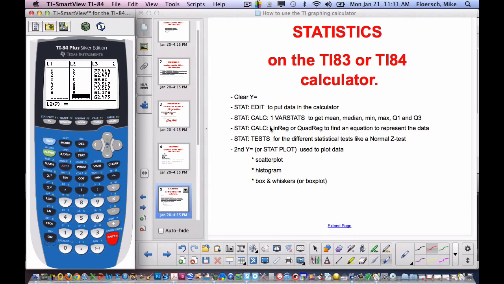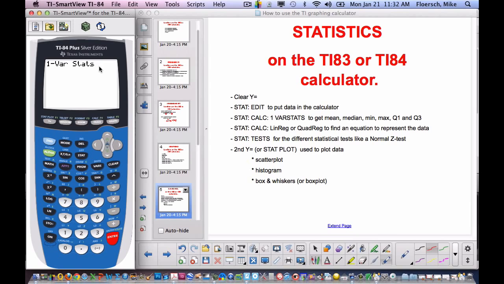Now I'm going to go stat calc one variable stats to get mean, median, mode, all those things. So now I just do second quit, and I do stat, scroll to the right one, which is calc. One variable stats is what I'm interested in, so I hit enter. And without putting anything in, it'll look at list 1 for me.